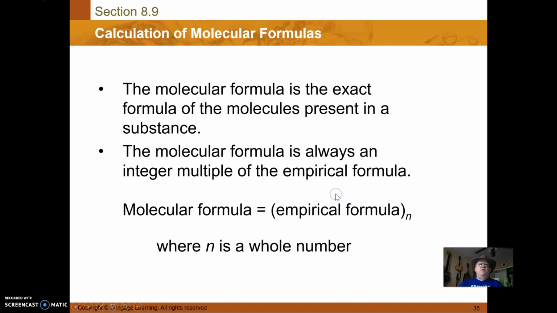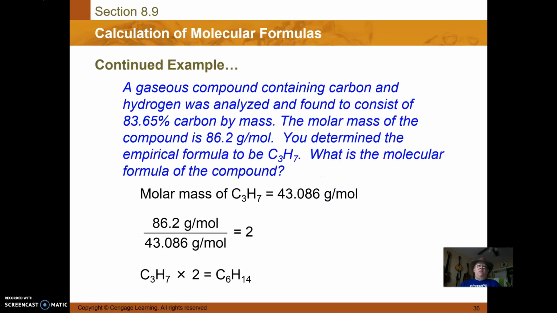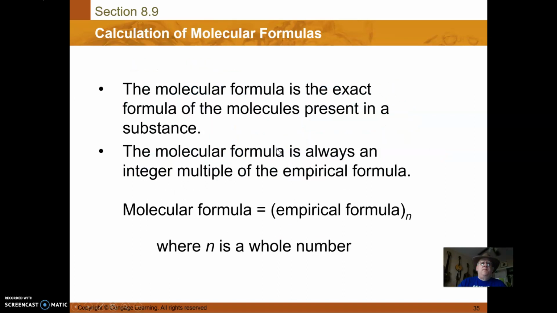Okay, and then there's some more. Molecular formulas, where n is the whole number. Molecular compounds are really actually pretty easy. They're easier than the empirical. Figure out empirical, right?